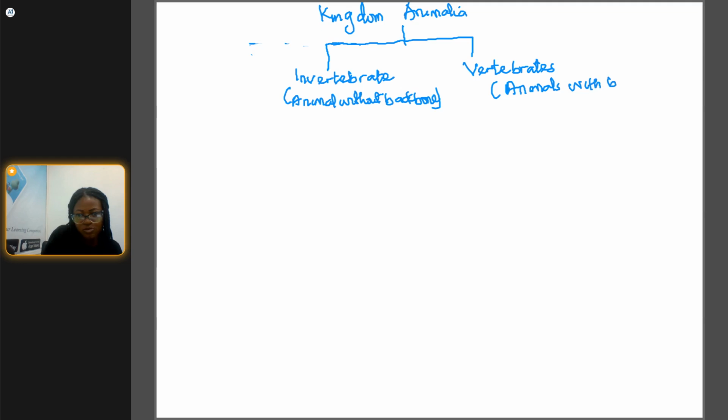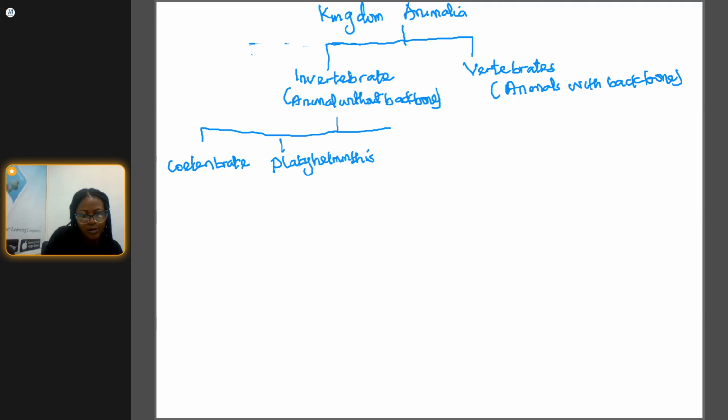Animals with backbone. So under the invertebrates, we have the Coelenterates, the Platyhelminthes, the Annelida, the Arthropoda, and the Mollusca.